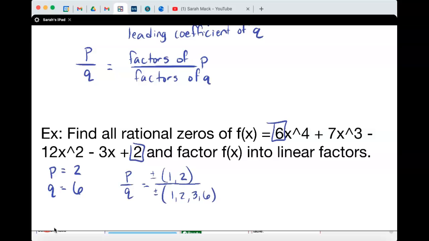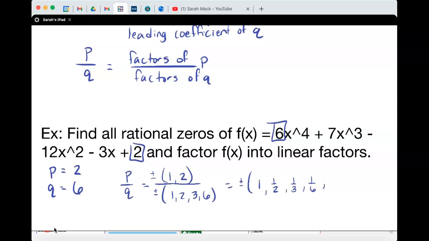Sometimes they'll ask you to list all the possible rational zeros. So we actually need to divide all of these out. I'm going to take my numerator of 1, divided by every single denominator. So I have plus or minus 1, because 1 divided by 1 is 1. 1 over 2 is a half. 1 over 3 is a third. 1 over 6 is a sixth.